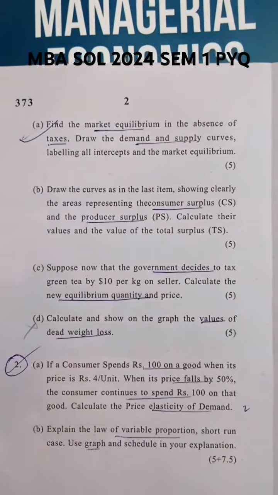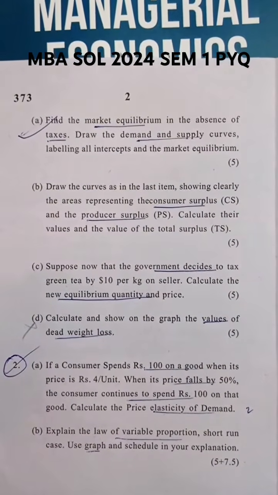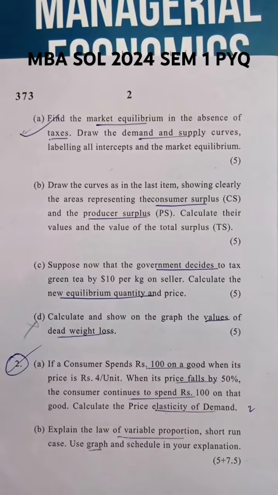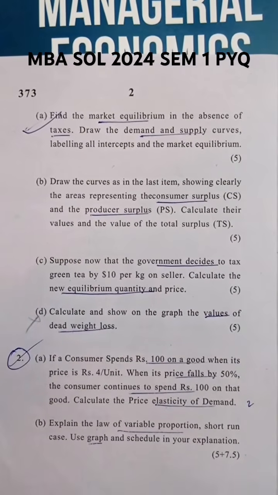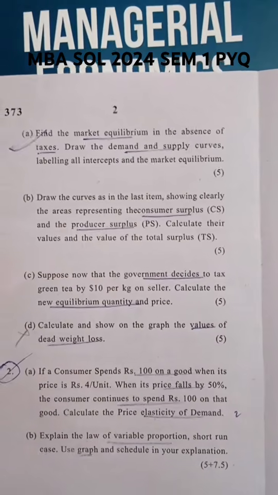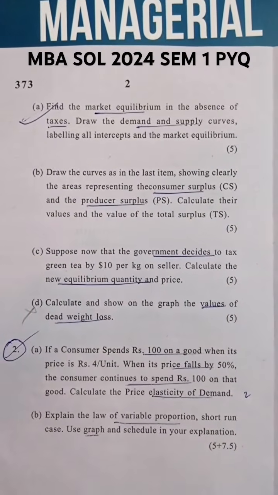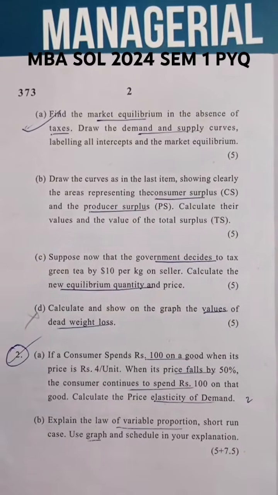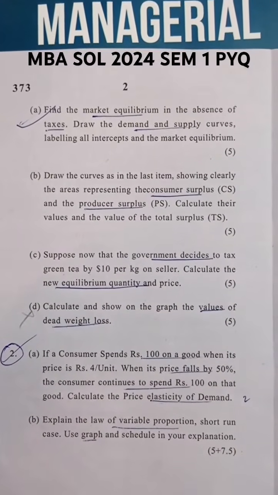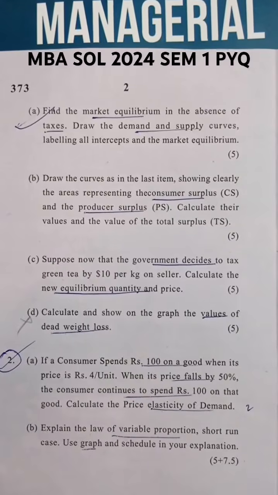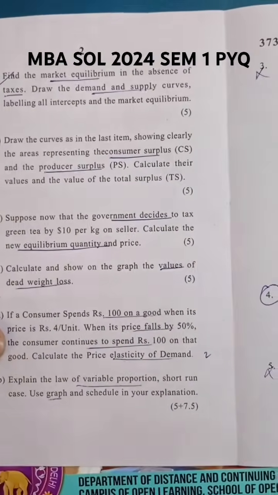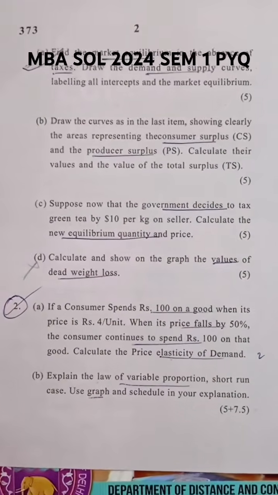In the second part, you have to show clearly the consumer surplus and producer surplus. This is a very important question from the point of view of the exam, and this is asked very many times. In the C part, you have to calculate the new equilibrium quantity and price if the government introduces taxes. In the D part, you have to calculate the value of deadweight loss. This is a numerical part, and deadweight loss is also very important from the point of view of the exam.